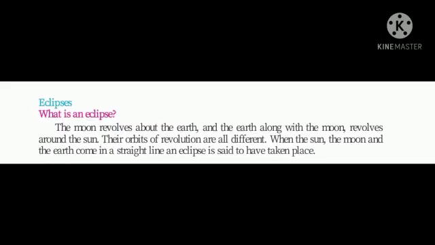Now we will see eclipse. What is meant by eclipse? When the sun, the moon and the earth, all revolving in different orbits, come in a straight line, an eclipse occurs. This is a natural phenomenon. Now first we will see solar eclipse.